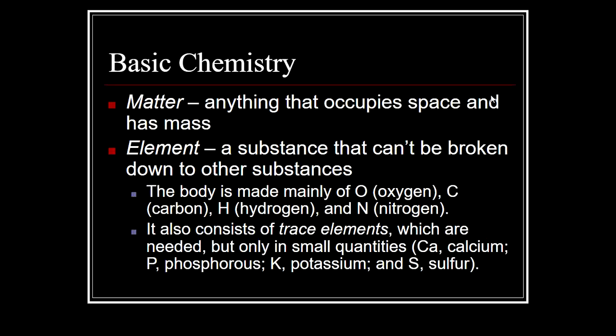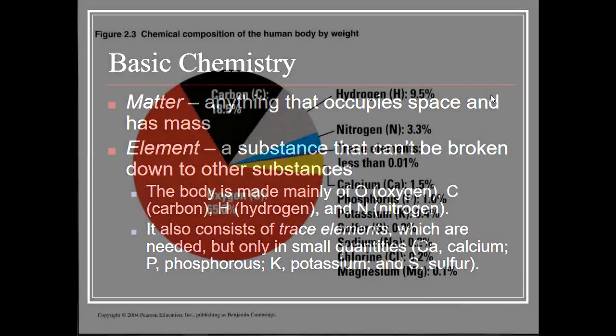We're made mainly of oxygen. We're made of carbon, hydrogen, and nitrogen. And then we have some other elements in our bodies, but we don't have them in large quantities. Since they're in such small quantities, we call these trace elements. Just a few examples, there's more, but things like calcium, phosphorus, potassium, and sulfur would be examples of trace elements. Even though they're small, they're still important, and I'm going to show you an example of why.